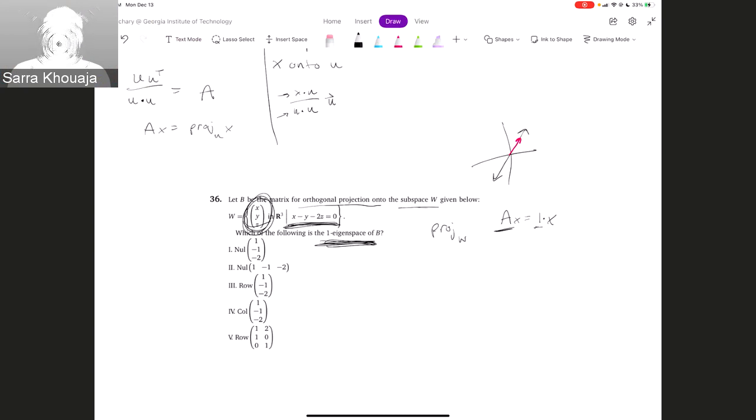So if we're projecting onto this plane, what we're looking for are the vectors that construct the plane. So this is what it gives you that construct the plane. So what is this? This is a null space.